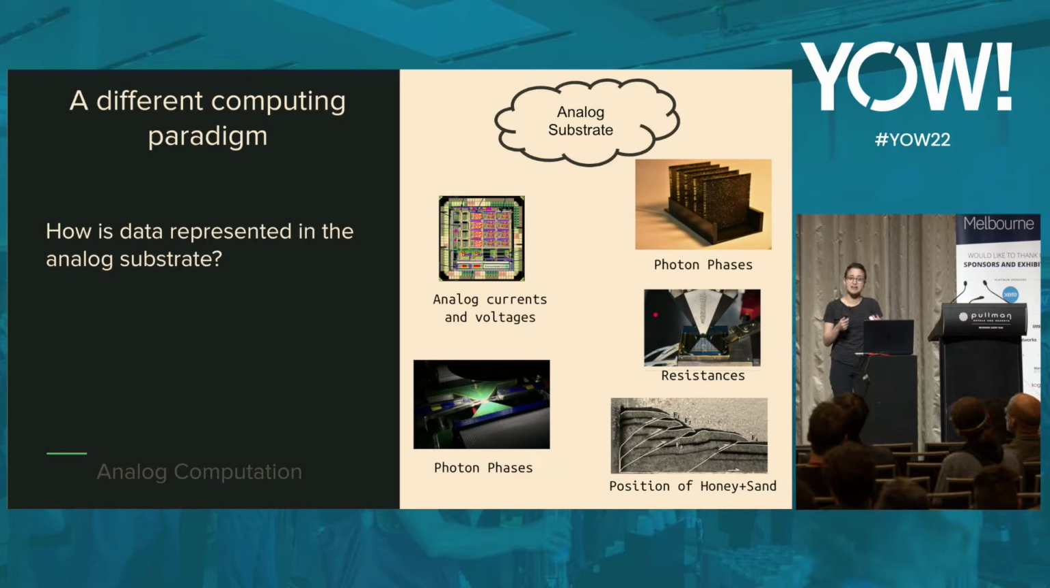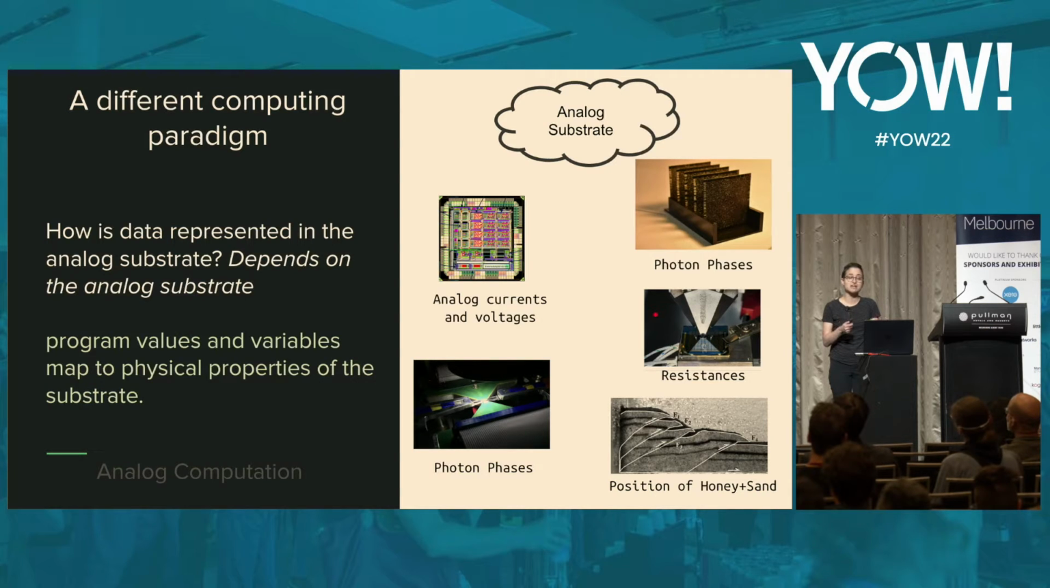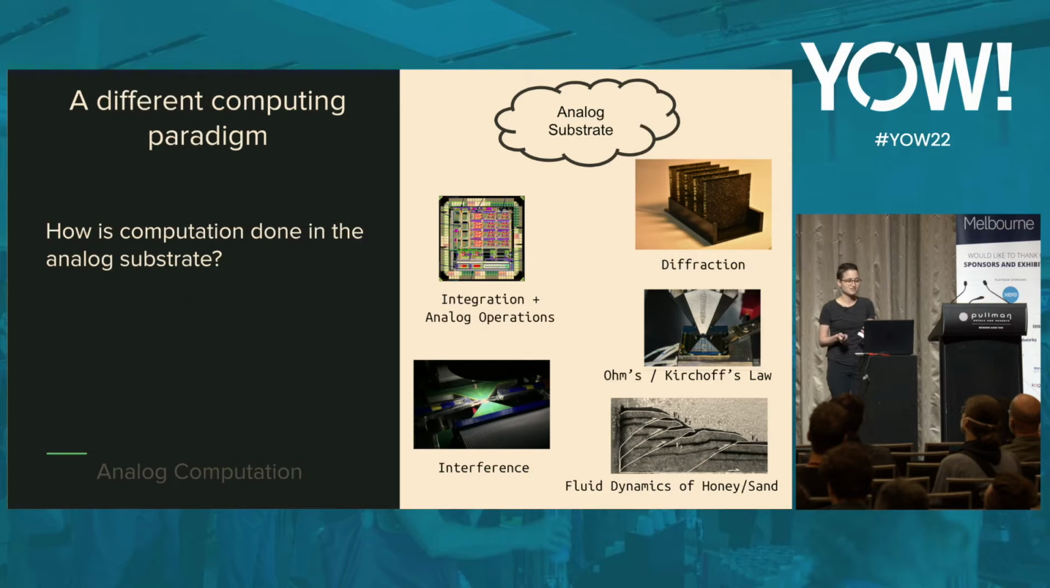So how is data represented in the analog substrate? Well, it'll depend on the material properties of that substrate. For example, if you're using analog circuits, chances are you are representing program values with analog currents and voltages. If you're working with photonics, chances are you're going to be encoding your data in the phase of the photons. And if you're working with something like honey and sand, you're going to encode your problem using the geometry of the material.